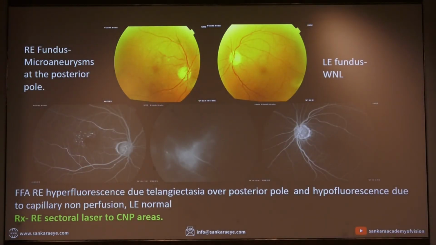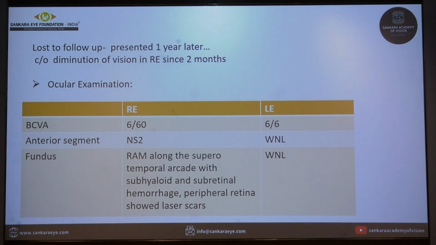On fundus examination, the right eye showed microaneurysms over the posterior pole, left eye was normal. FFA of the right eye showed microaneurysms over the posterior pole, multiple CNP areas in the periphery, left eye was normal. At this point, we advised sectoral laser to the CNP areas. Then the patient was lost to follow-up, and he presented 1 year later with diminution of vision in the right eye since 2 months. On ocular examination, his BCVA was 6/60 in the right eye and 6/6 in the left eye. Anterior segment examination of the right eye showed NS2 cataract.